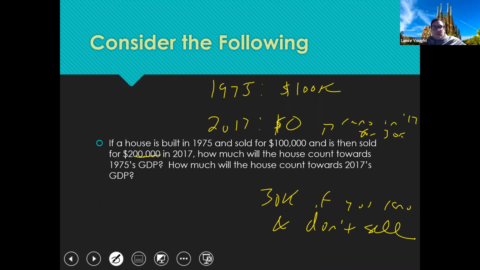So 3 different scenarios, 3 different answers. No improvements, no contribution to GDP. Improvements, but no sale, then it's the value of the improvements, the cost of the improvements. So again, an inventory type of analysis. And then if you sell it for a value higher than the actual improvements, then the improvements become intermediate goods and services, and then the final value added becomes the actual contribution to GDP. So it's very important that you know those differences.